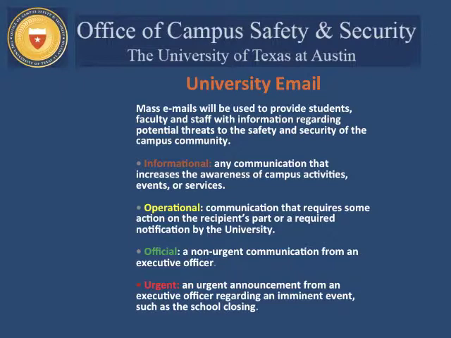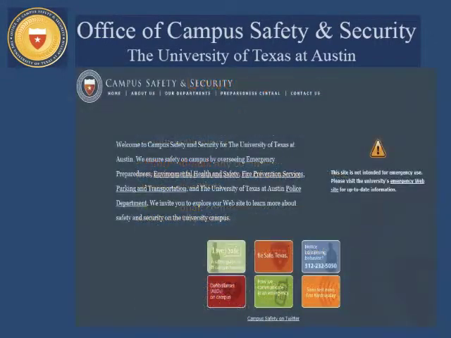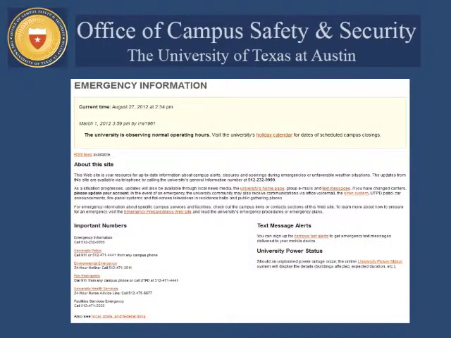The nice thing about email is we can provide more information than we can on text messaging or on pagers. We have a variety of websites. You see here is the Campus Safety and Security website. We'll provide links on that site, and we'll provide information on that site of emergencies that are going on campus, or if you have questions, go to that site and it will get you information.